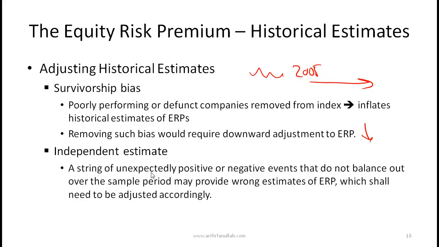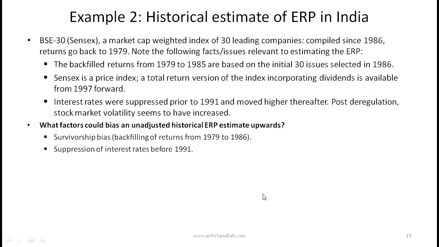Another point is a string of unexpectedly positive or negative events that do not balance out over the same period may provide the wrong estimate, which has to be adjusted. So when you are looking at the data, just try to make sure that we don't have a string of positive or negative events. If there are, then there needs to be some adjustment.